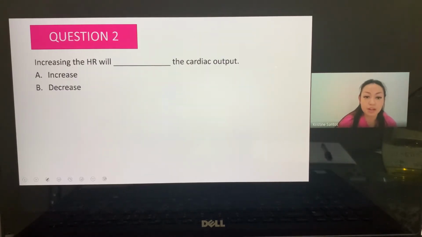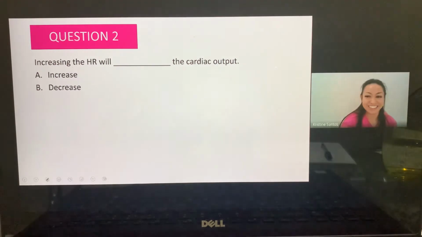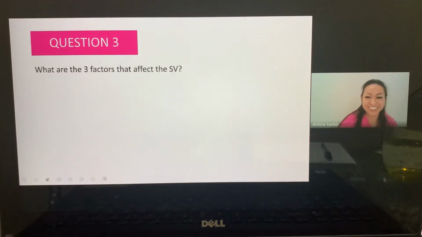So increasing the heart rate will do what to the cardiac output? Will it increase or decrease? Increase. Yes. Okay. You guys are good.